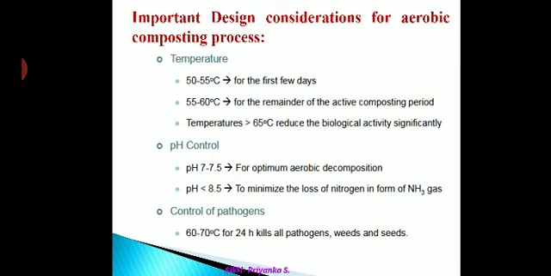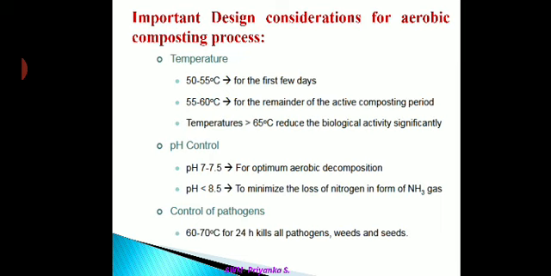Then the next is the control of pathogens. Control of pathogens means 60 to 70 degrees centigrade for 24 hours kills all the pathogens, weeds and seeds which are present in the solid waste. The destruction of pathogenic organisms is an important design element. Why? Because it will affect the temperature profile and aeration process.